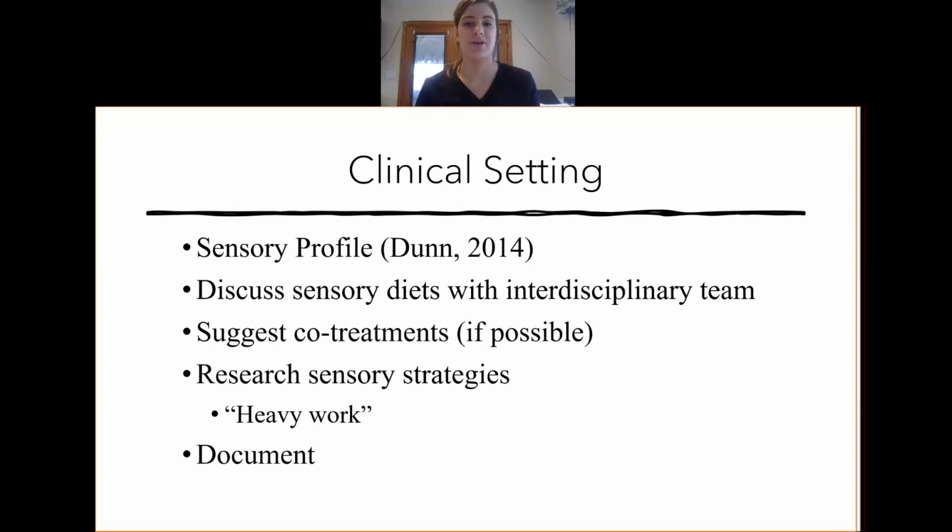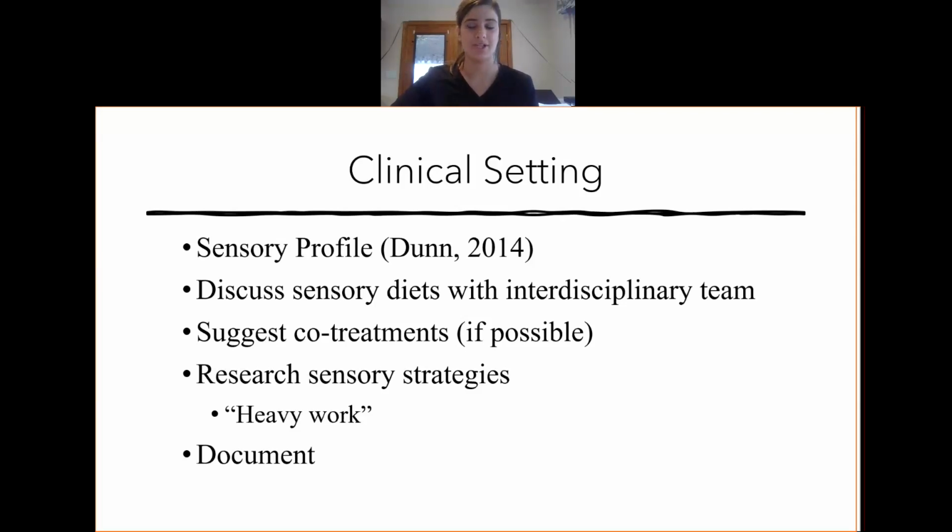So how can sensory input help you in the clinical setting? There is an assessment that is called the sensory profile. The sensory profile is a questionnaire that a child's caregiver fills out. The answers allow you to see where the child is in relation to the 4 sensory processing patterns.